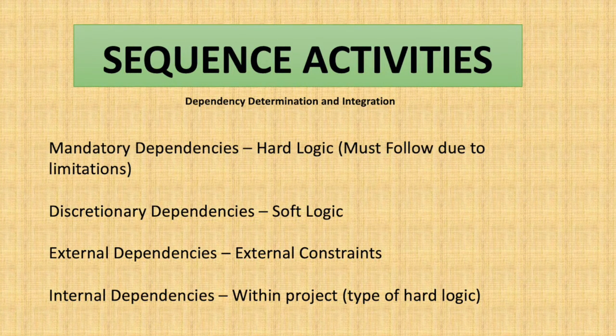Dependency determination and integration. We have four types of dependencies: mandatory, discretionary, external, and internal. So what is a mandatory dependency? This type of dependency is also called hard logic, which we must follow by nature. We cannot start the next activity until we have completed the set of work that is required to start that activity. So this type of dependency is called mandatory.